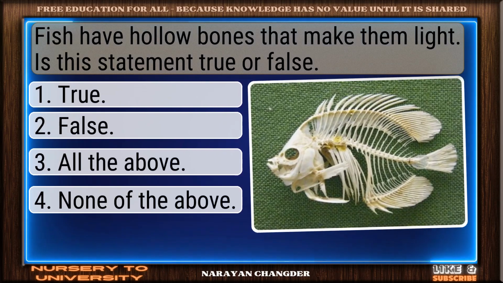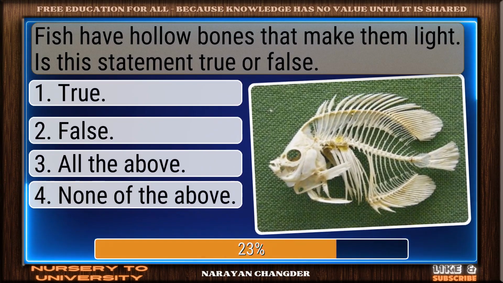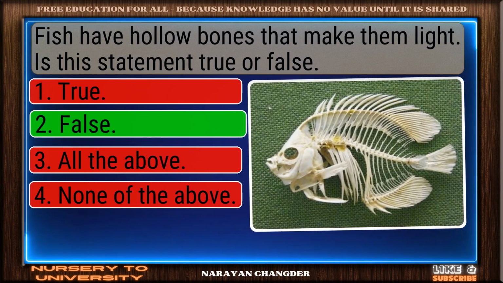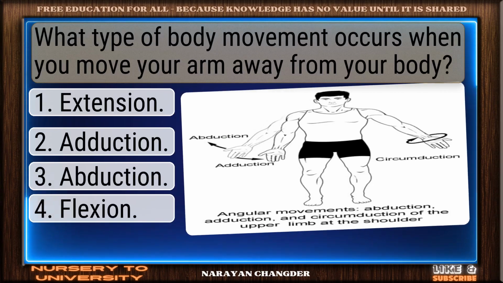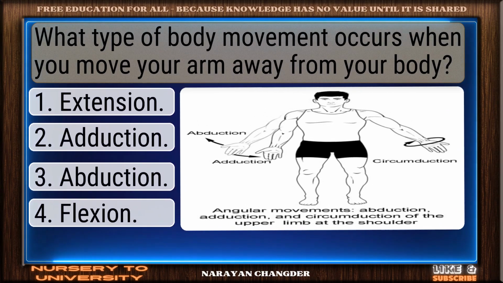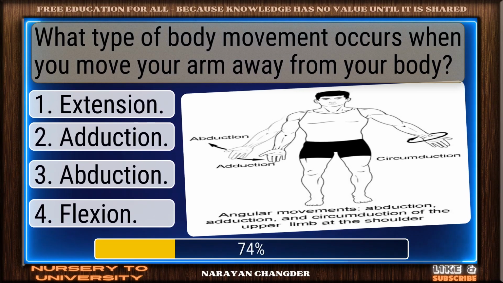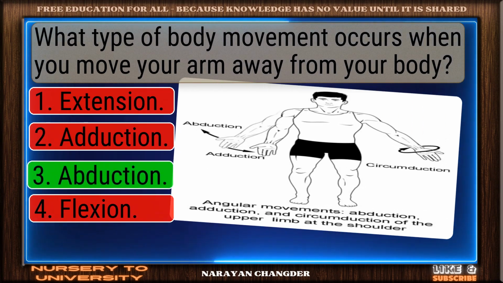Fish have hollow bones that make them light. Is this statement true or false? Well picked. False is the correct answer. What type of body movement occurs when you move your arm away from your body? You chose abduction. And it is correct.